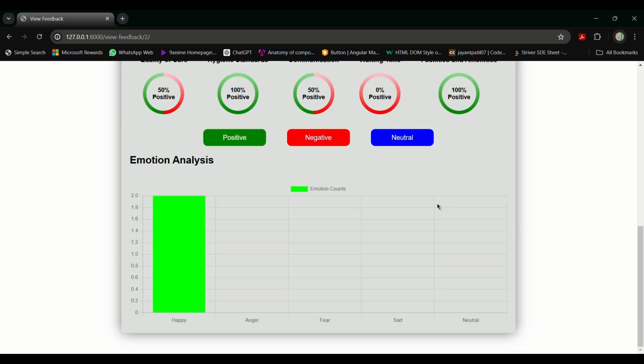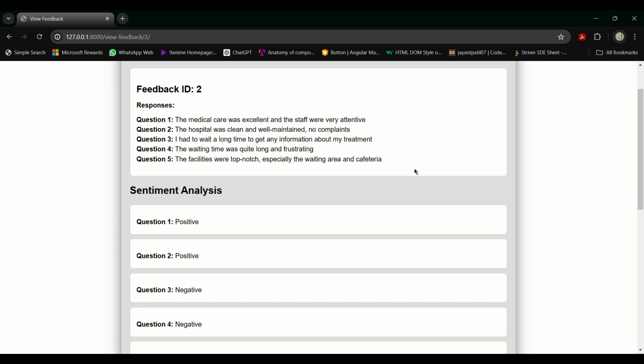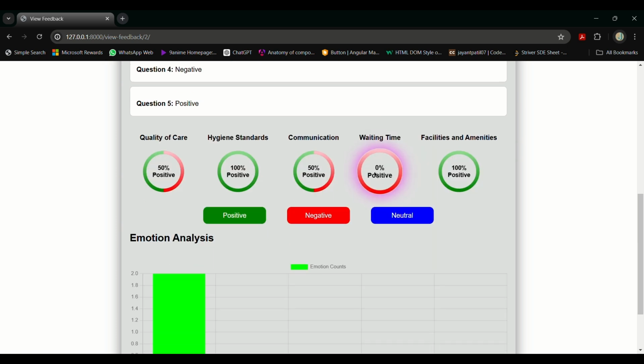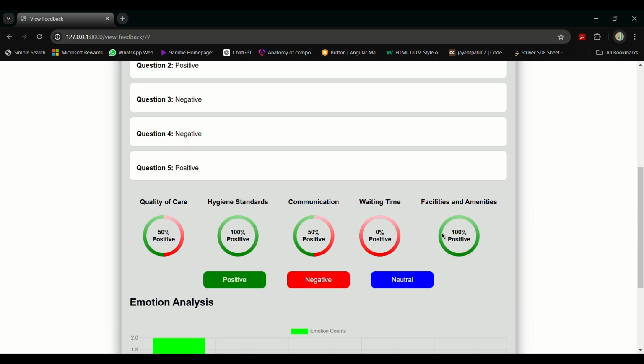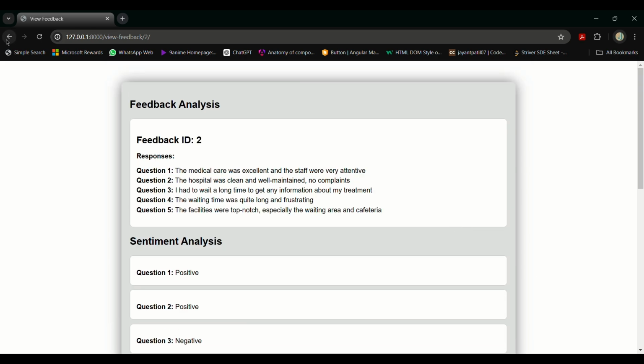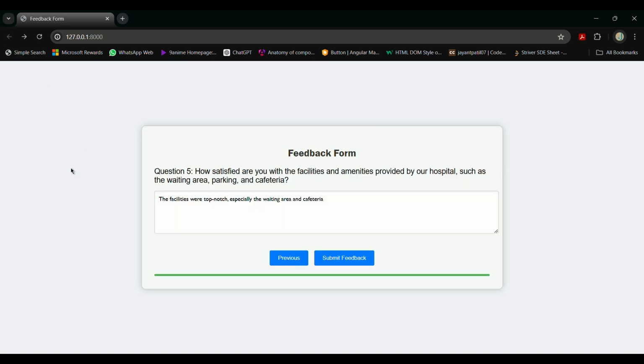Next is the emotional analysis. Here we can see the happy customer count as 2. Although we have provided some negative sentiments, the overall emotion is calculated based on all the questions answered by the user and not a single question. So that's why it is categorized as happy. And like this, we have five emotions: happy, anger, fear, sadness, and neutral. Now we will give one more review for the form.